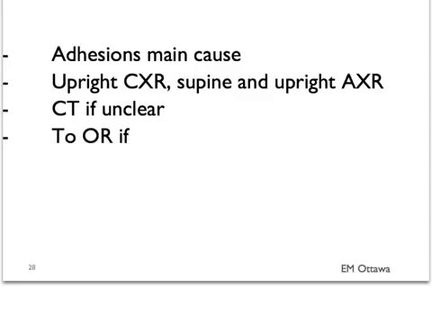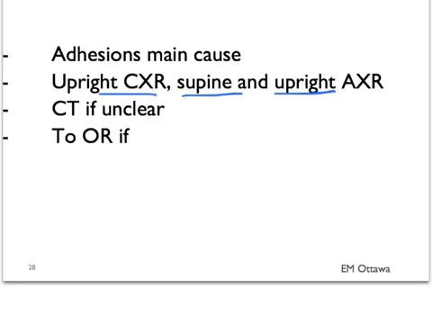If we suspect a small bowel obstruction, we should obtain an upright chest X-ray, an upright and supine abdominal X-ray, and look for free air on the diaphragm for the upright chest X-ray, dilated bowel loops for the supine abdominal X-ray, and air fluid level for upright abdominal X-ray.